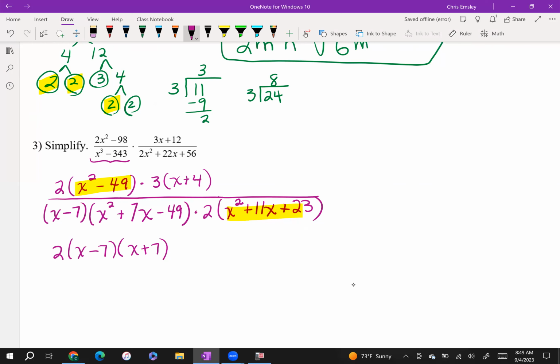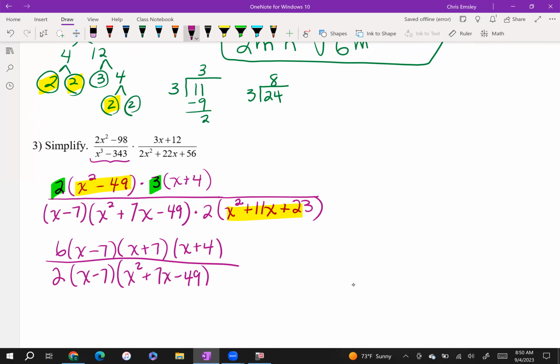And you know one more thing I'm going to do? Actually, I'm going to back up. 2 times 3, that's 6. I can put those together in the front so I don't have those two coefficients. And then I have an x plus 4 all over. This 2 back here, I'm going to bring that in the front also. I have x minus 7. I have x squared plus 7x minus 49. And then I'm going to see if that last piece factors one more time.